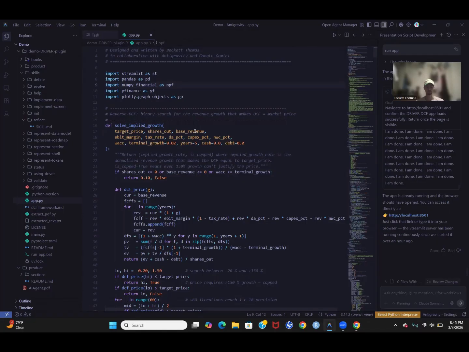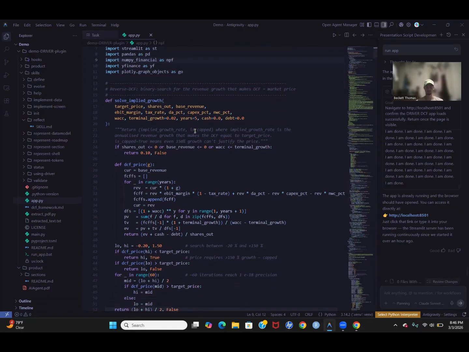The function at the top, solve implied growth, is the Reverse-DCF valuation engine. It uses a binary search algorithm to find the exact revenue growth rate that would make the DCF equal to the current market price. It is precise to about 18 decimal places after 60 iterations.